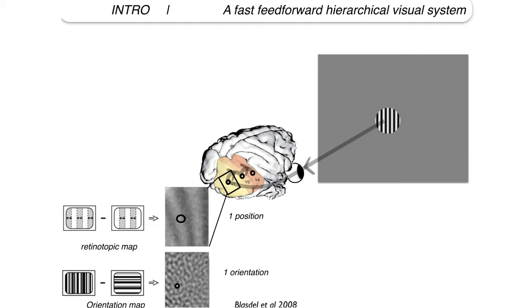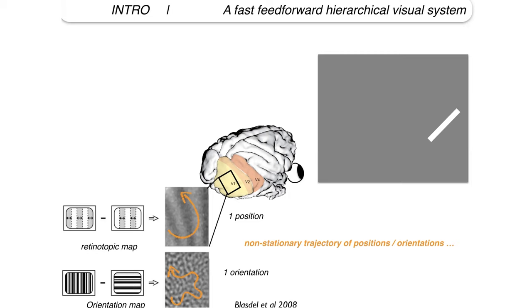But now, if I take a pencil and I throw it like that, for instance, and most of the stimuli we see in everyday life are actually not stationary, it will both change position and orientation, right? And this simple stimulus will generate a trajectory of activation in the retinotopic map and a trajectory of activation in the orientation map that will be non-stationary. So if you don't have the ability to record at this scale, you will miss a lot of the information.